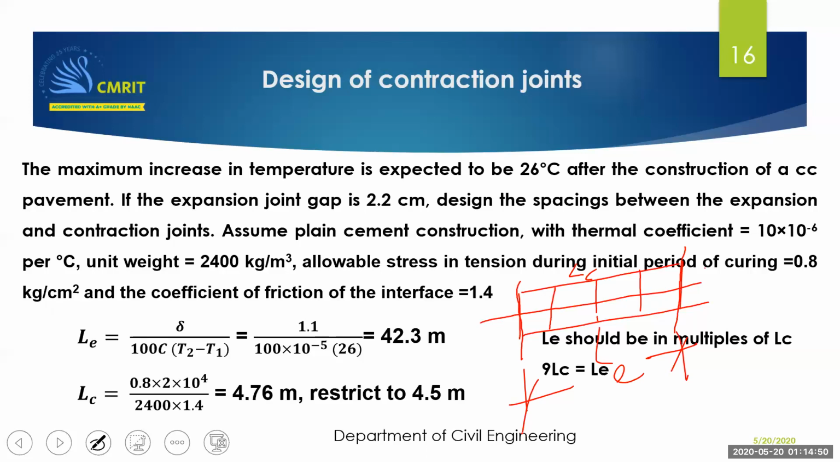We got it as 4.5. So LE should be in multiple of LC, but you cannot take 10 times because it will exceed the maximum spacing of 42.3. So let us find out for 9 slabs how much it will come. 9 into 4.5, the value will definitely be less than 42.3. It will come as 4.5 into 9, so that will become the spacing for the expansion joint.